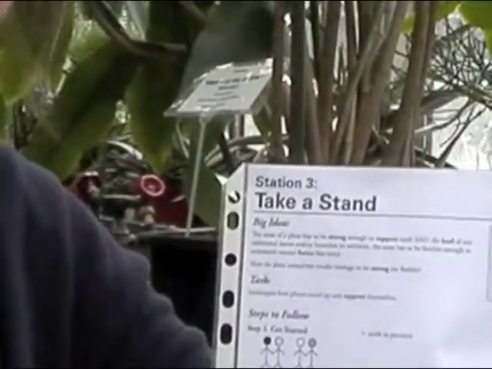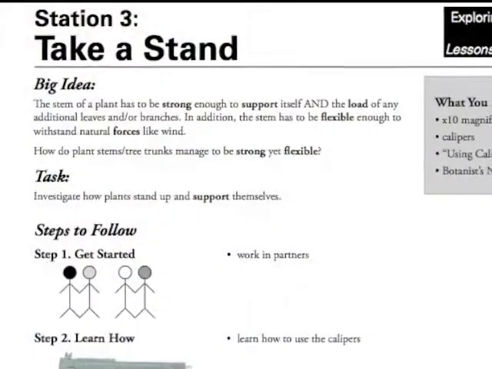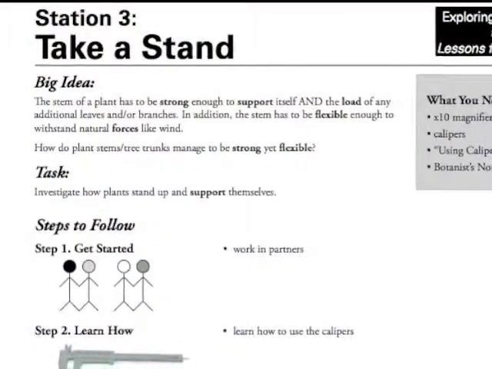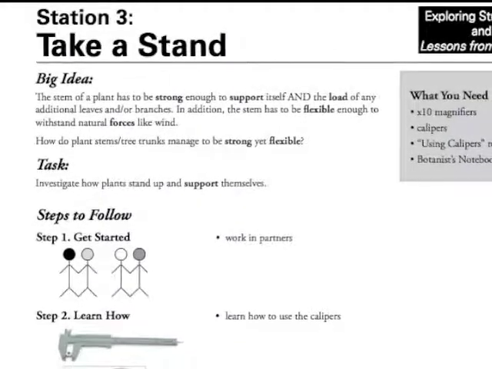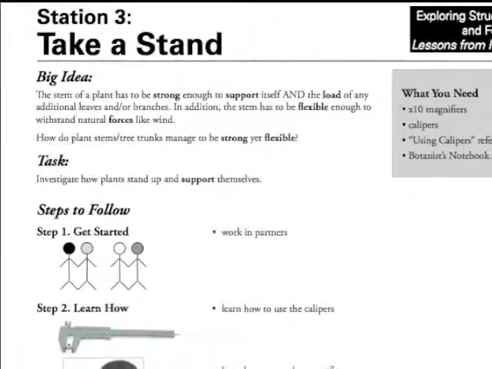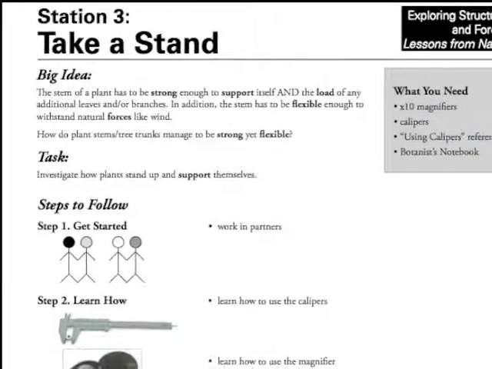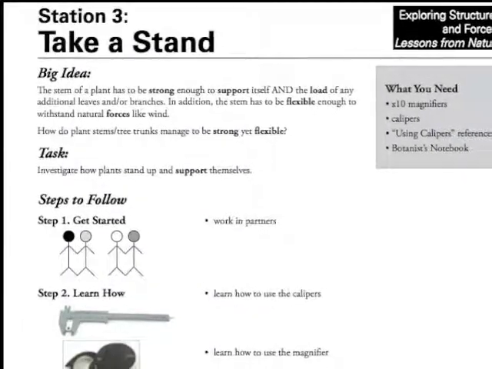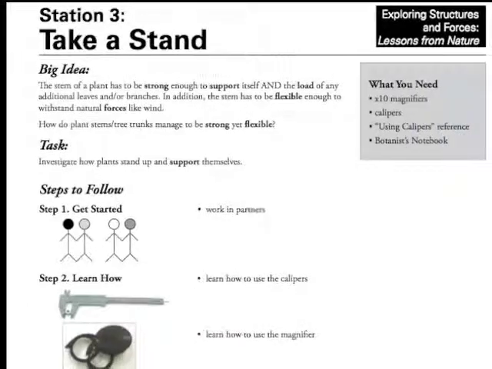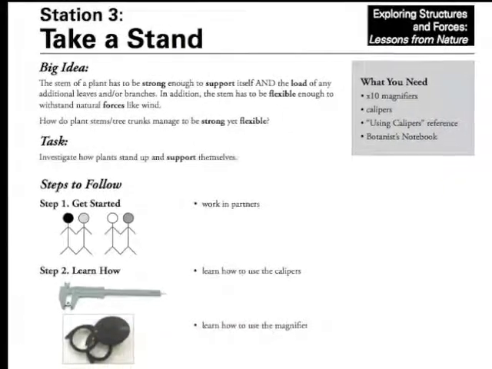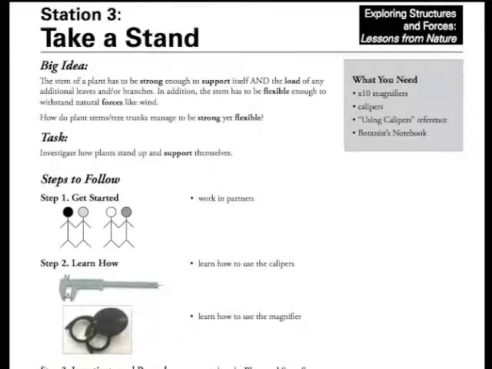When you bring your students in to sit around the table, you're going to see a sheet in front of them that has a big idea on it and an agenda for the station. Please have the students carefully read through the big idea. The stem of a plant has to be strong enough to support itself and the load of any additional leaves and/or branches. In addition, the stem has to be flexible enough to withstand natural forces like wind. How do plant stems and tree trunks manage to be strong and yet flexible?